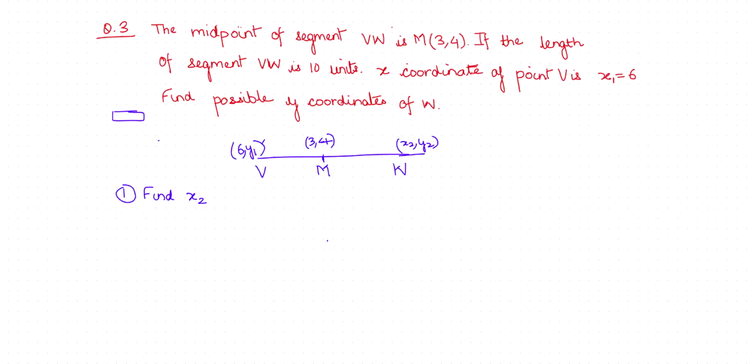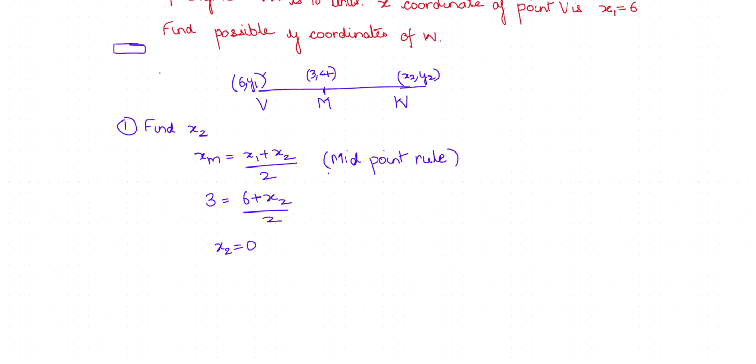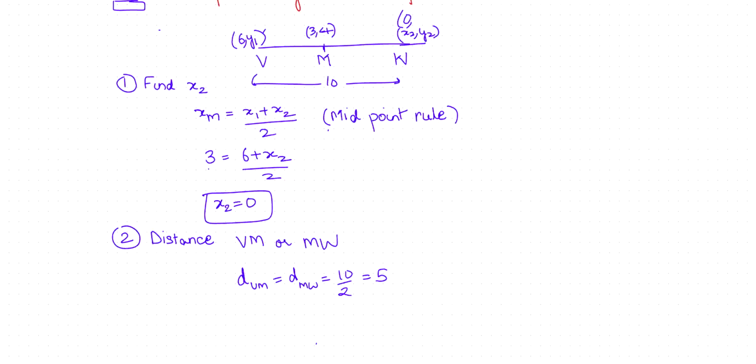So first thing is we can find x2, the x coordinate of W. We can use the midpoint rule for this. Substituting the values, the x coordinate of the midpoint is 3, x1 is 6, and solving this equation, we get x2 is equal to 0. Now, the total distance was 10. So what's the distance from V or W to M? It is 10 by 2, which is 5. So we have got the distance VM as 5.